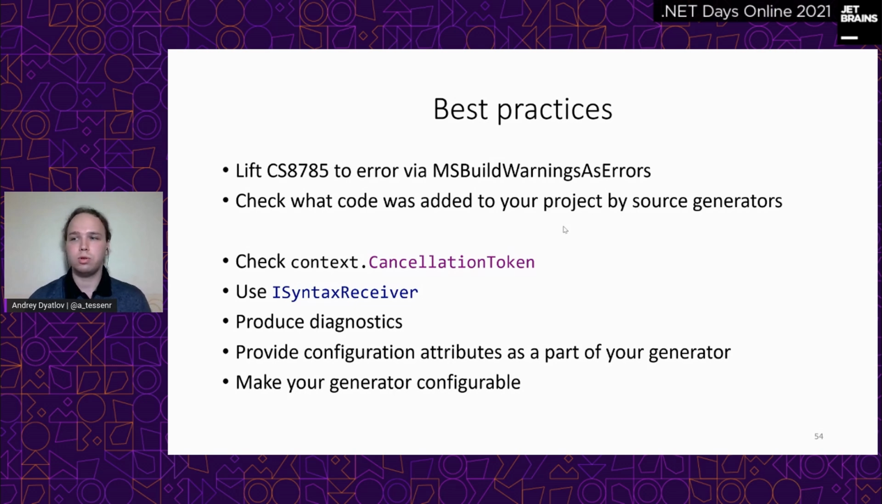If you're going to write source generators, don't forget to check the context cancellation token and use a syntax receiver to make your generator faster. Produce diagnostics to tell your customers what's wrong with your generator, and pack every attribute you need as a part of your generator.